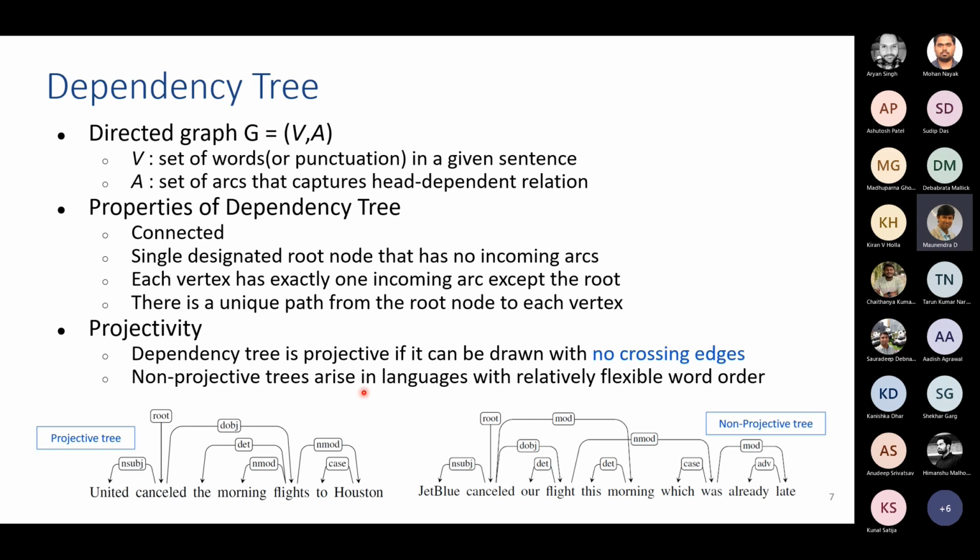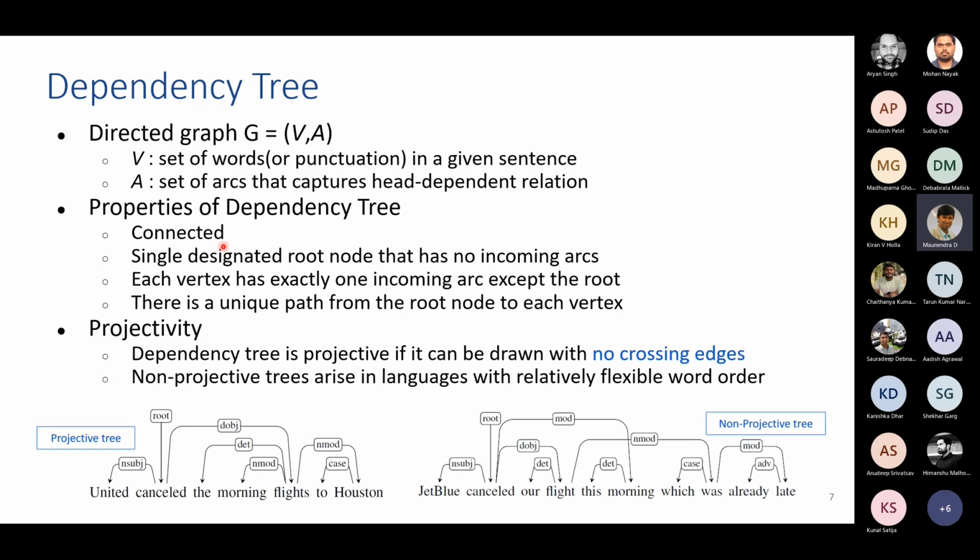Okay, so a dependency tree will actually be a directed graph, V comma A. V is the set of words in a given sentence. In many cases, the punctuations are also considered to be nodes in the tree. So V is the set of nodes, and A is the set of arcs that capture the head and dependent relation. So what are some properties of the dependency tree?